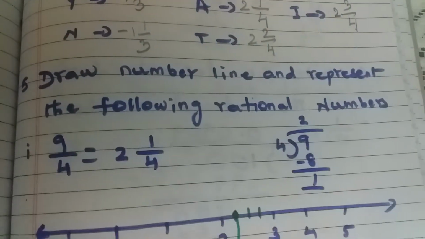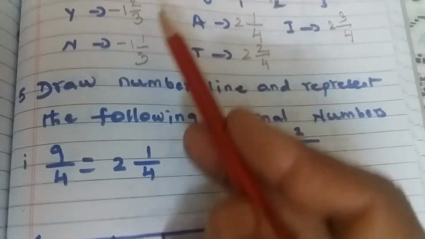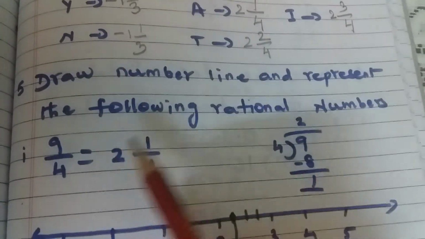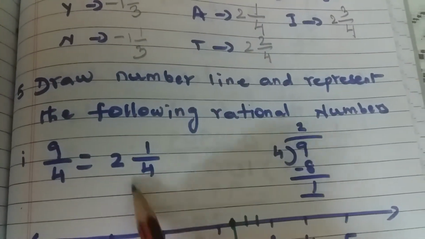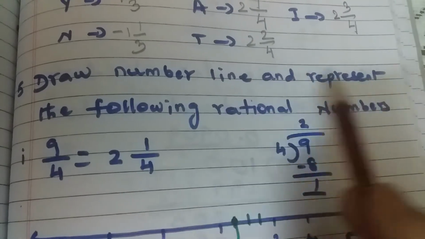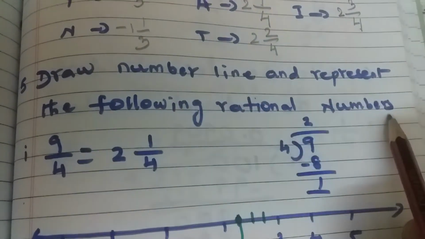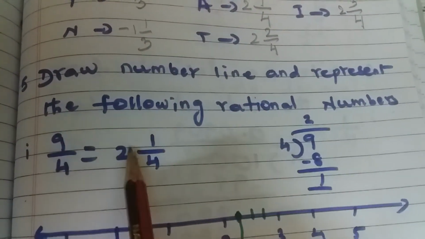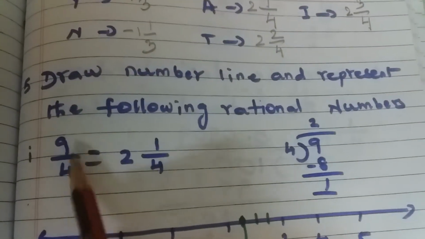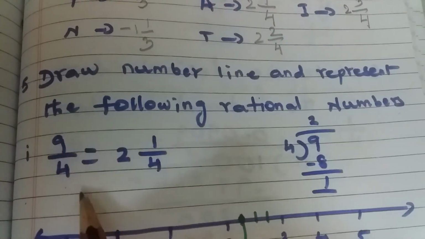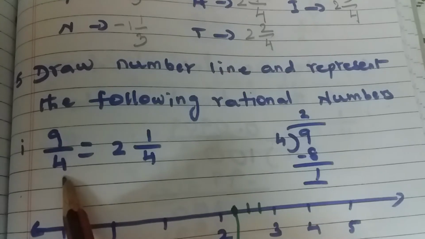Now, the number line was given and we found the number. Now the number is given, and we have to mark it on the number line. Draw a number line and represent the following rational numbers. First is 9 by 4. Here the numerator is greater and the denominator is smaller, so it is an improper fraction.